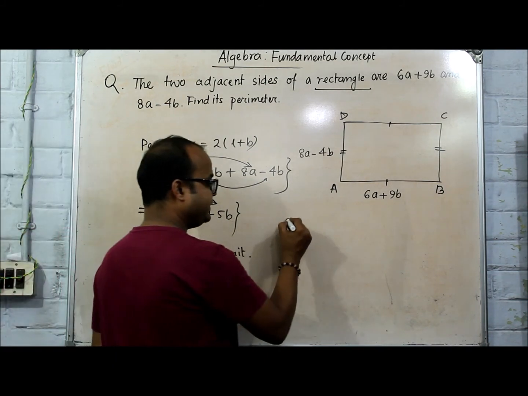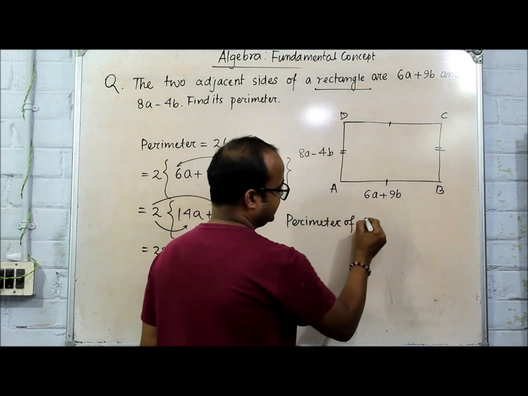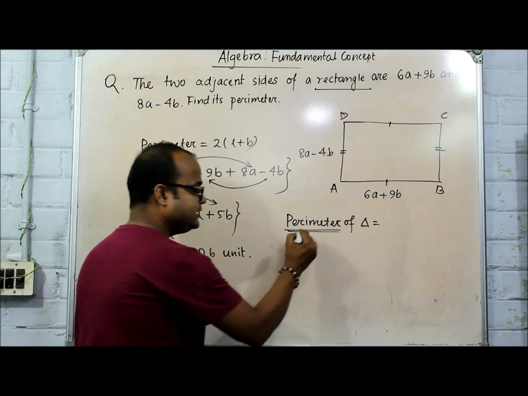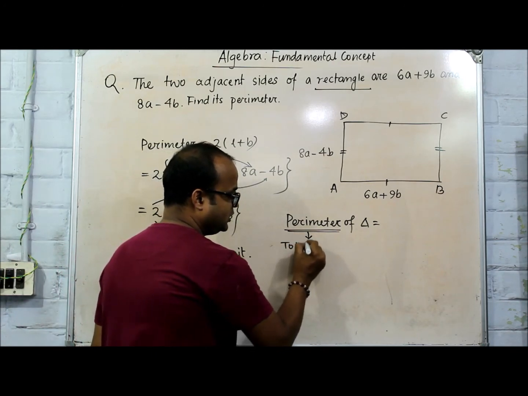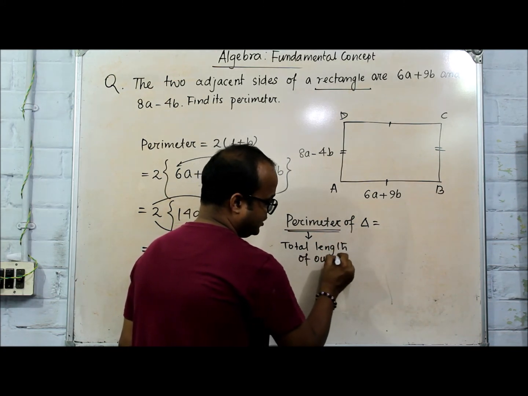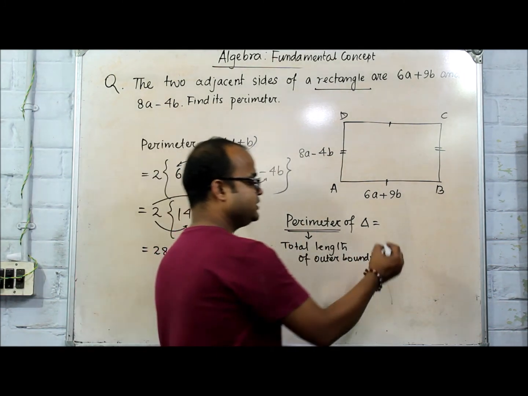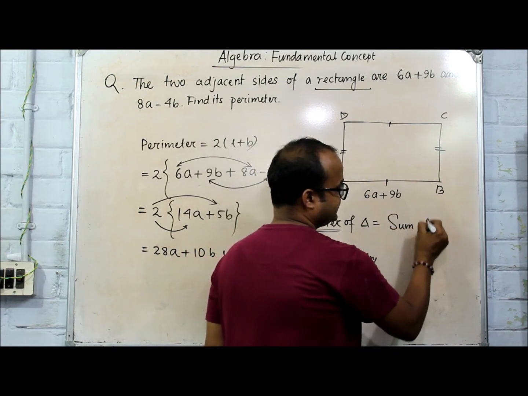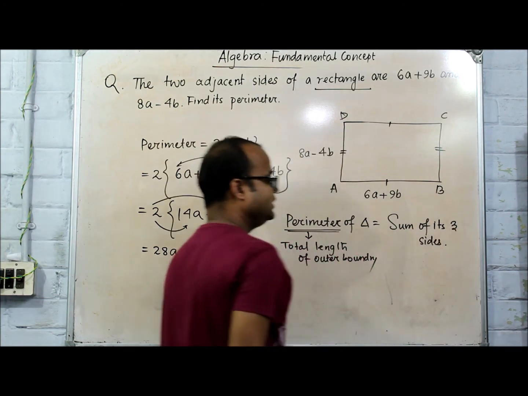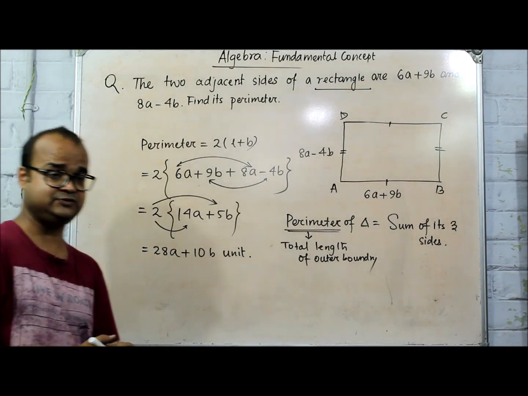Now suppose it is given the perimeter of a triangle. Perimeter means the total length of the outer boundary. So in case of the perimeter of a triangle, perimeter will be equal to the sum of the length of its three sides. So if the three sides are given to you, you just need to add these three.